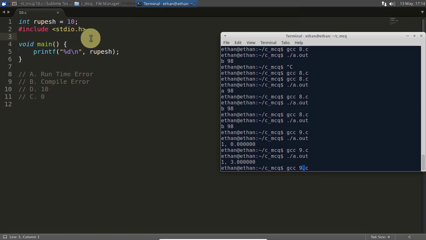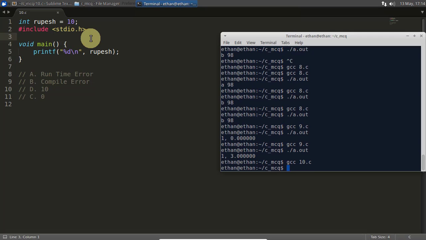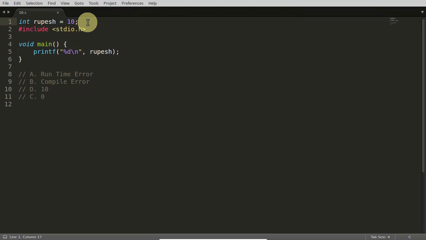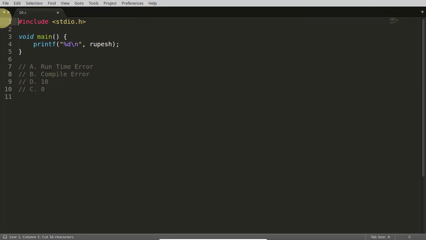This is 10, right? So 1, 0, 10, at least compilation error is not there. And oh my god, there is no error in this code. And yes, there is no error because the compiler works on tokenization and it gets the token here and there or here, it doesn't matter. You are going to use this Rupesh, and before that you have given the definition for that. So it is pretty much okay. So even if you write it here or here, it doesn't really matter.